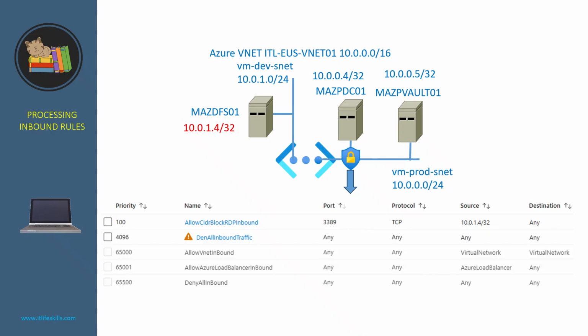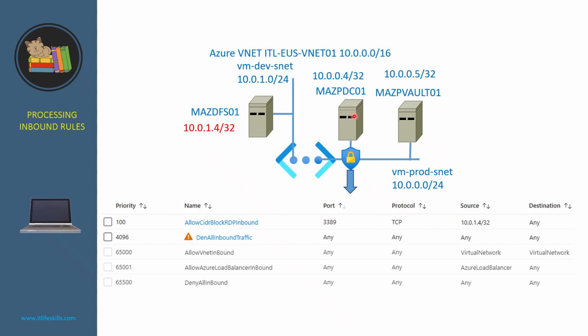Now let's analyze the detail. As you can see, the first rule is to allow the RDP protocol from the VM with the IP 10.0.1.4, which is the file server, to any destination. And the NSG is attached to the network interface of the VM MAZ-PDC01, which means if we RDP from the file server to the DC server, the traffic will match the first rule and it is allowed.